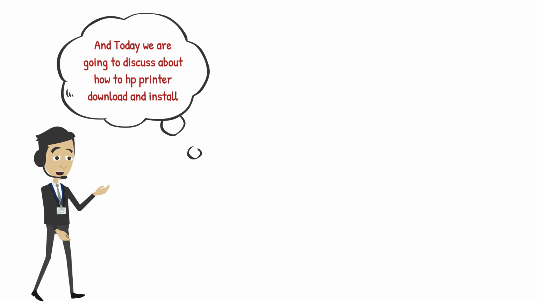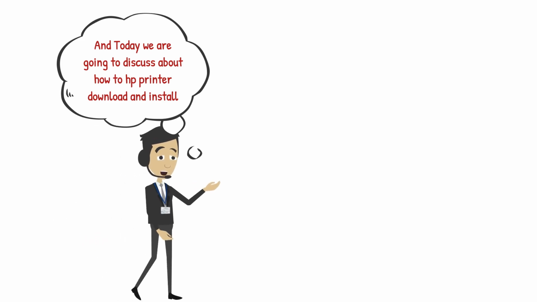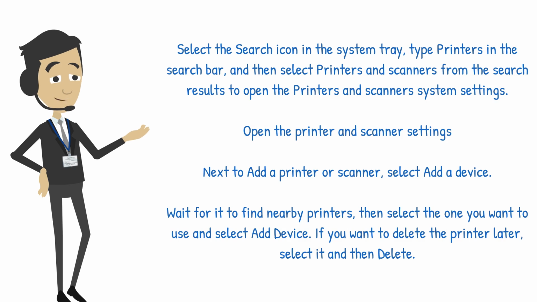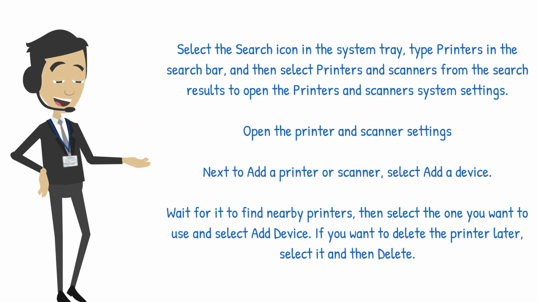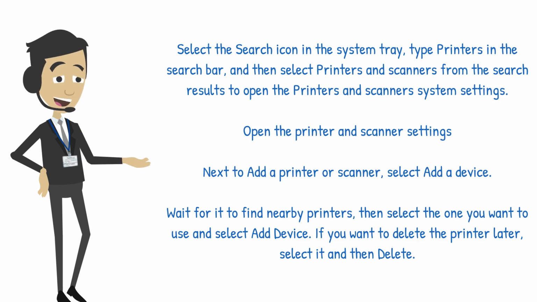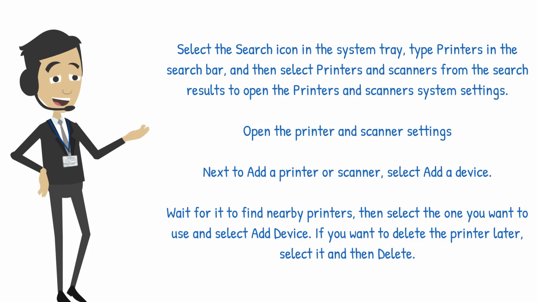And today I am going to discuss how to download and install an HP printer. Follow the steps now. Select the search icon in the system tray, type printers in the search bar, and then select Printers and scanners from the search results to open the Printers and scanners system settings. Open the printer and scanner settings.